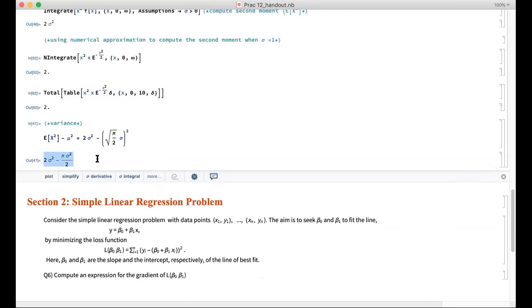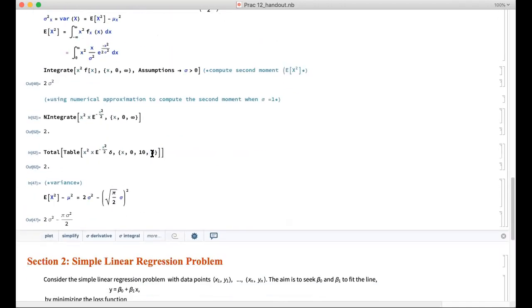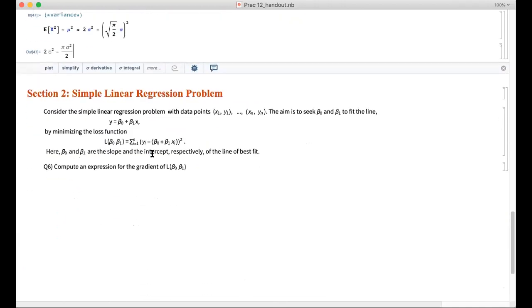So the variance simplified is what I have shown previously, which is sigma squared times (4 minus pi) divided by 2. Okay, so basically for question 1 of your assignment, you should be using similar concepts. The second part is helping you to do question 5 of your assignment, a simple linear regression problem, which we discussed in assignment 1 as well.